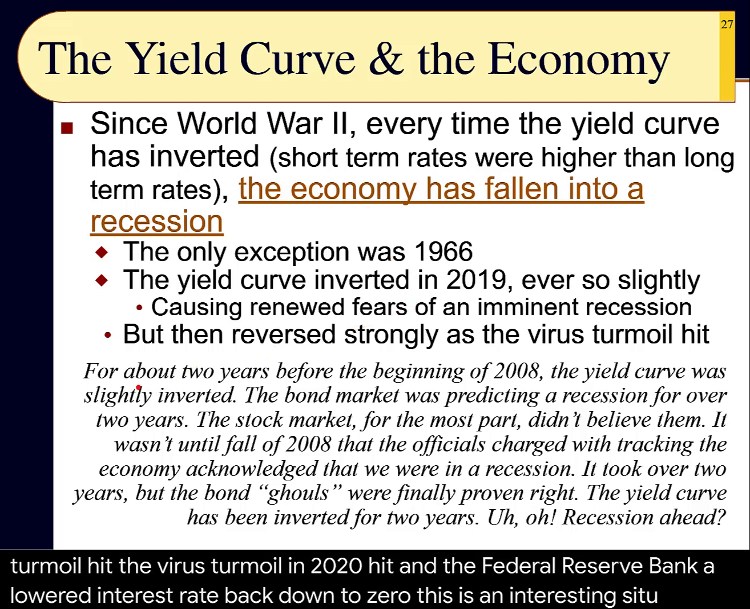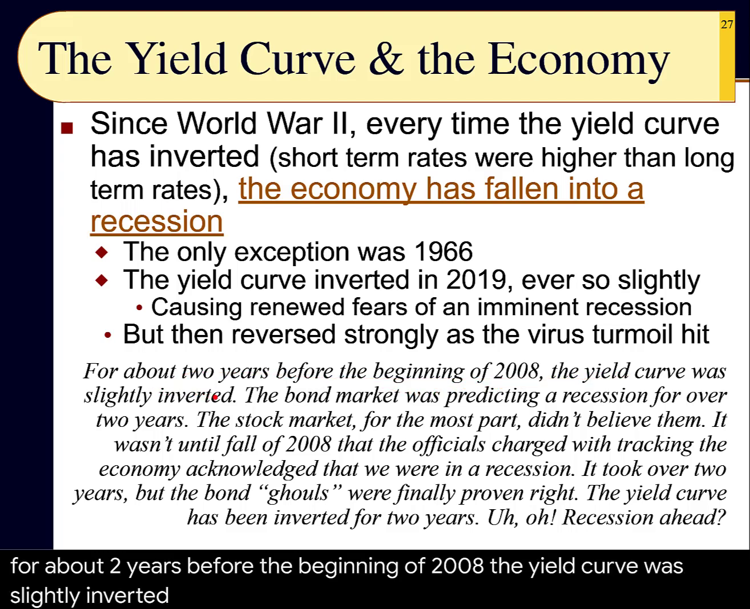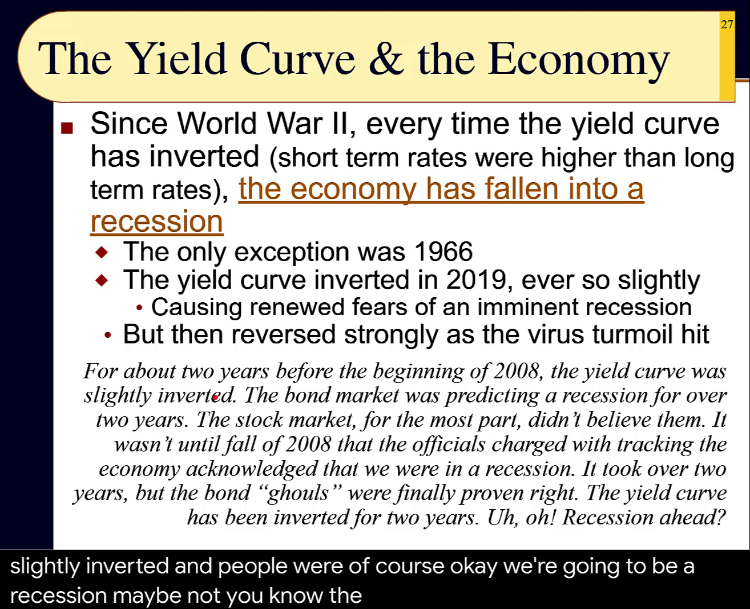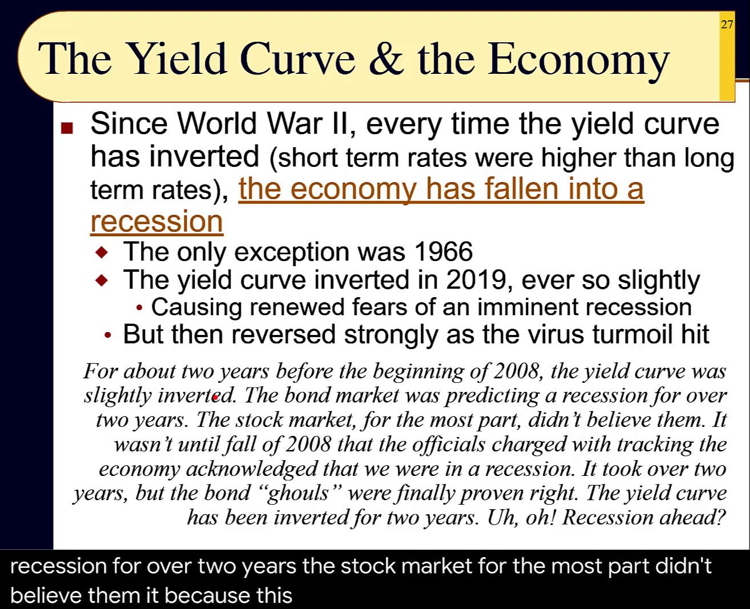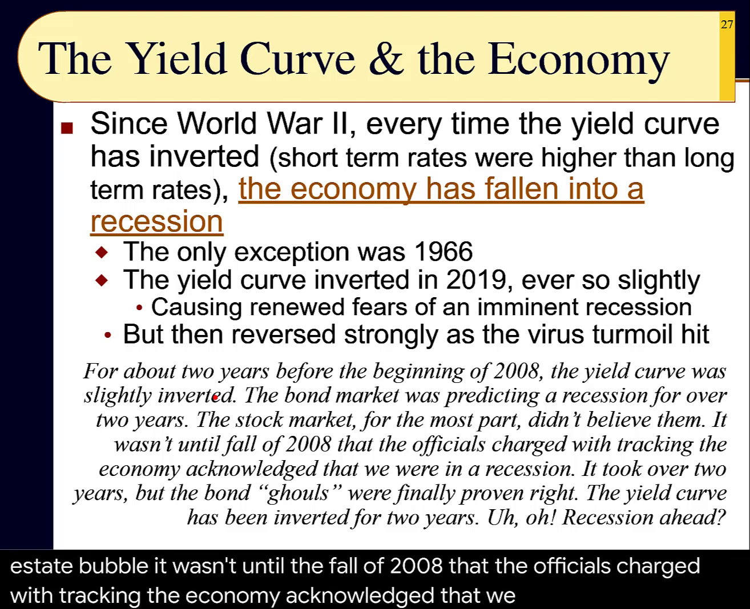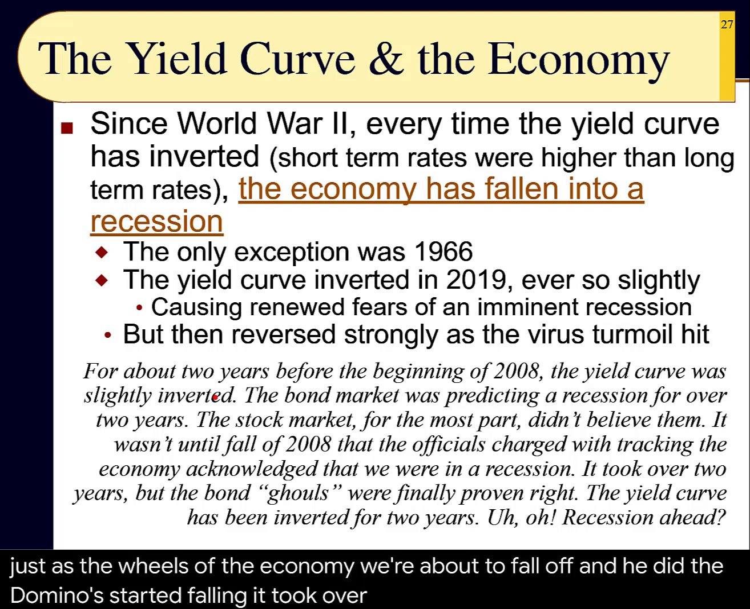This is an interesting situation. For about 2 years before the beginning of 2008, the yield curve was slightly inverted. And people were, of course, saying, okay, we're going to have a recession. Maybe not. You know, the bond market was predicting a recession for over 2 years. The stock market, for the most part, didn't believe them, because this was during the heady days of the real estate bubble. It wasn't until the fall of 2008 that the officials charged with tracking the economy acknowledged that we were in a recession, just as the wheels of the economy were about to fall off and the dominoes started falling. It took over 2 years, but the bond ghouls were finally proven right.